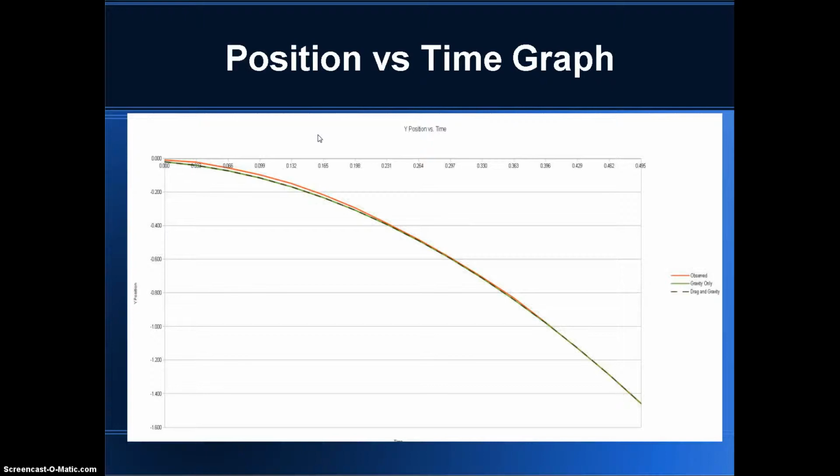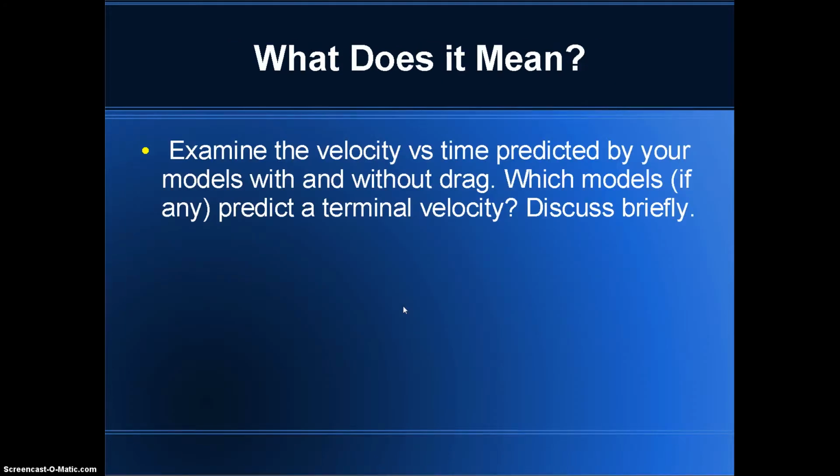Here's the final graph, y position versus time, with the red line being the observed, the green line being the gravity only model, and the black dashed line being drag and gravity. As you can see, there are discrepancies here, with the red not equaling the black and green, but eventually they all come down into one line here. Black and green always being equal to each other. What does it mean?